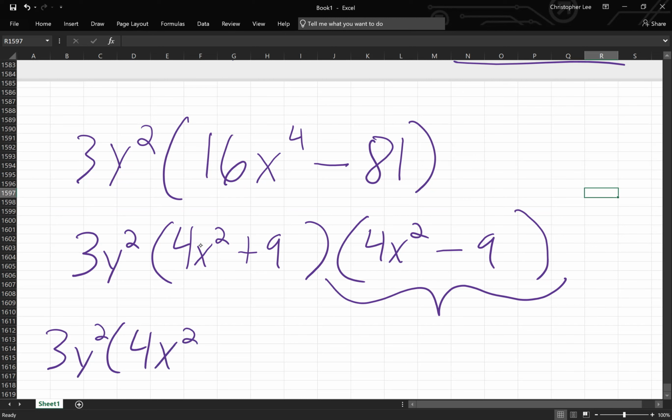You see this first one right here? The 4x squared plus 9, that's a sum of two perfect squares. We cannot factor the sum of two perfect squares. We factor the difference of two perfect squares. Difference being minus. So 4x squared minus 9, what's that?